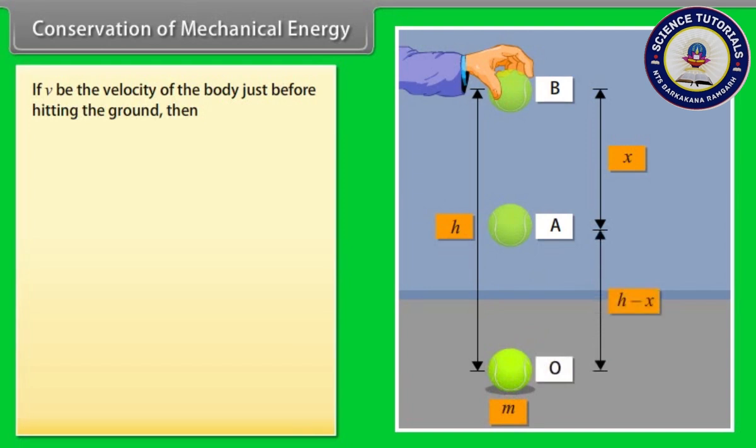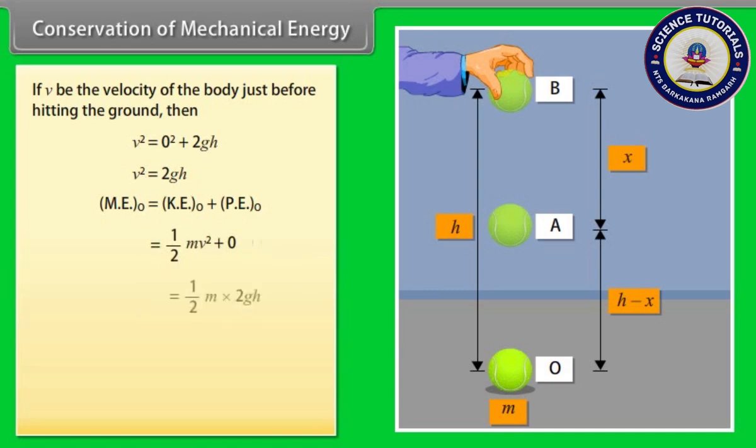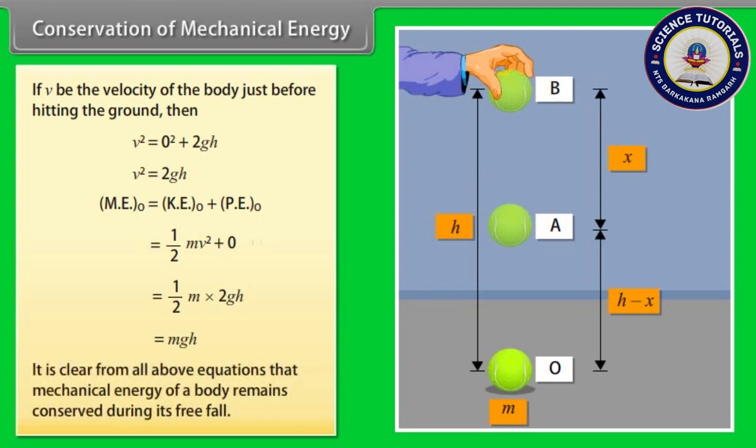If v be the velocity of the body just before hitting the ground, then v squared is equal to 2gh. Here, the mechanical energy of the body at O is equal to the kinetic energy of the body at O plus the potential energy of the body at O. By calculating it, we get the mechanical energy of the body at O is mgh. It is clear from all the above equations that the mechanical energy of a body remains conserved during its free fall.